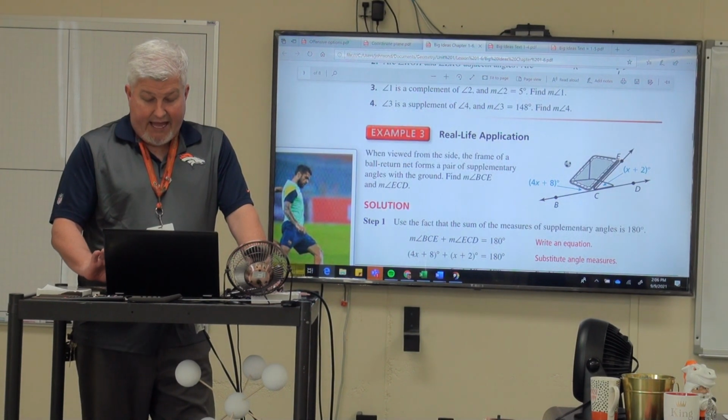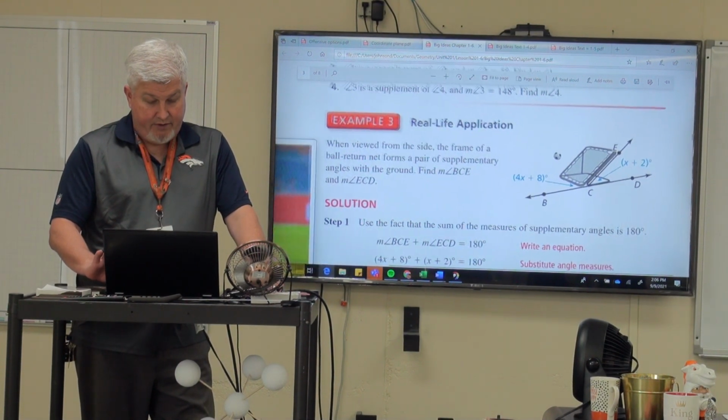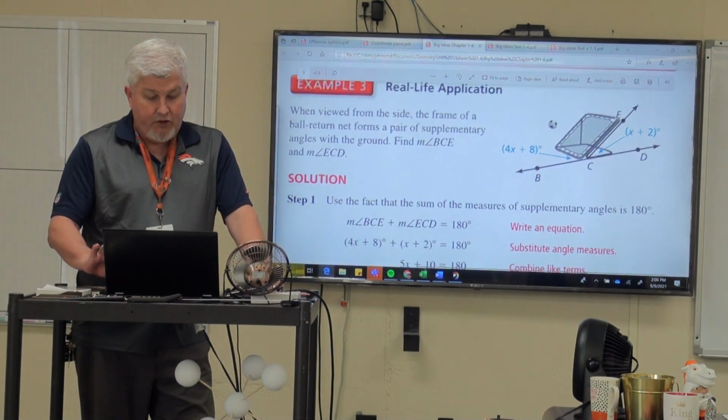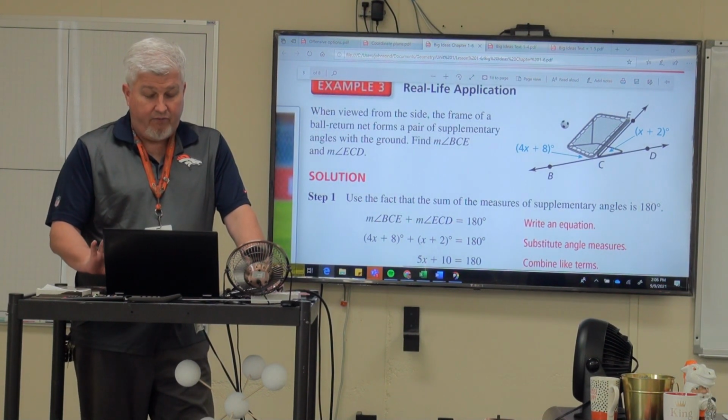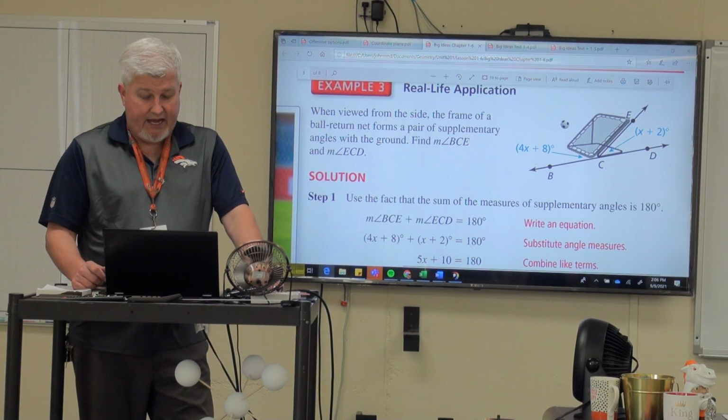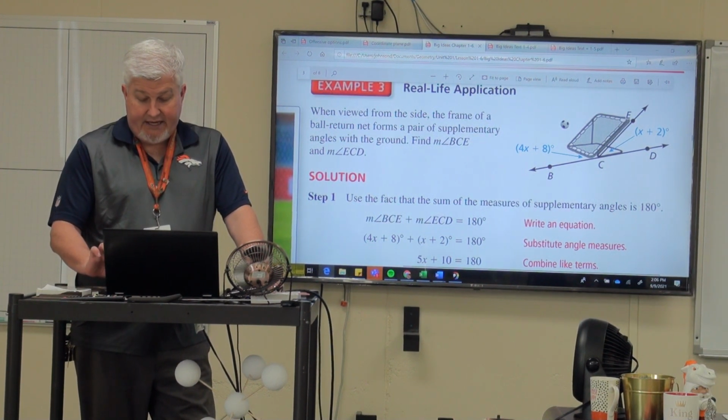Real life application. When viewed from the side, the frame of a ball return net forms a pair of supplementary angles with the ground. Find the measure of angle BCE and the measure of ECD.